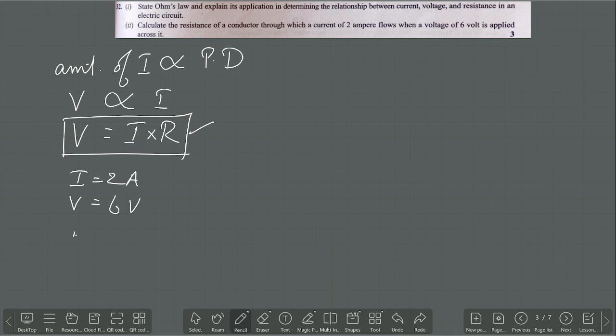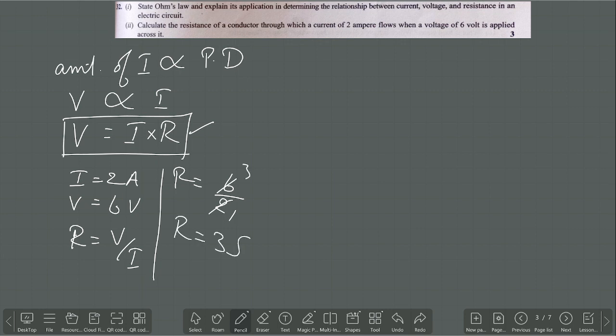So what is the formula? R is equal to V by I. So R is equal to, what is the value of V? 6 by, what is the value of I? 2. 1 2s are 2, 3 2s are 6. So R is equal to 3 ohm.